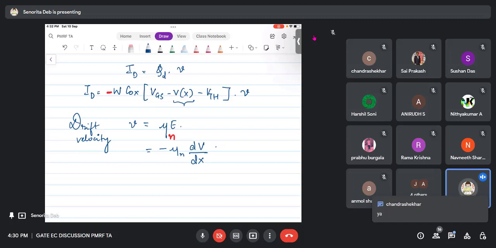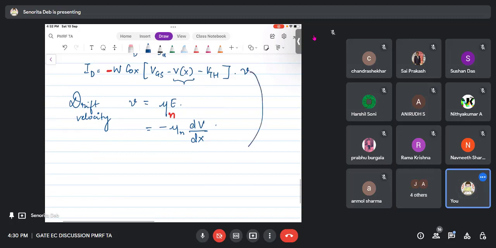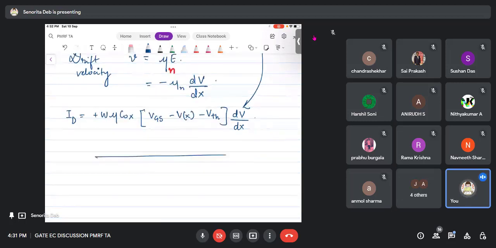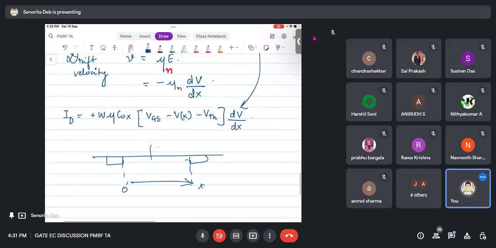Now you put it in this equation. If you put it in this equation, you will get W mu, I'm not writing n for now, just for simplicity, COX (VGS minus V of x minus VTH) into dV by dx. So now what we were saying, there was a channel going from 0 to x, and now I have arrived at a small portion dx. That means if I integrate now, I will get the entire current flowing through the channel.